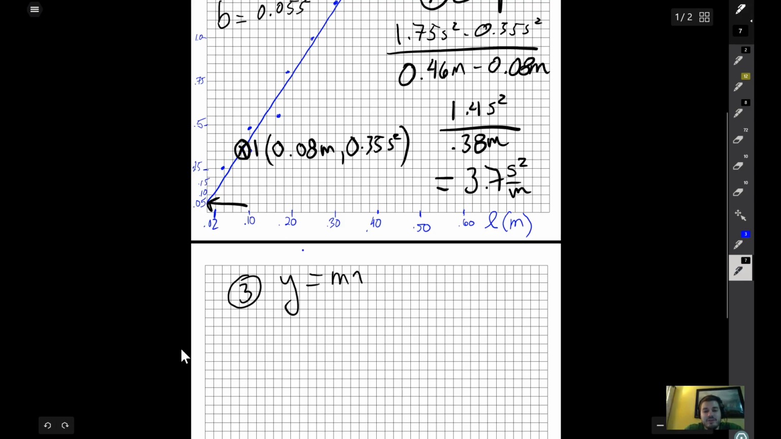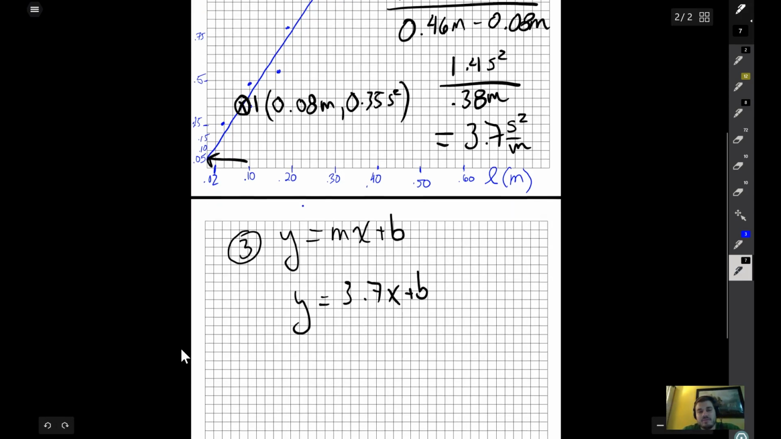In math, you learn that when something's linear, the equation's that. But that's a math thing. If I wrote that y here equals 3.7x plus b and reported that, somebody who's looking at this doesn't know what this equation indicates, except that the slope is 3.7. And I could put in the 0.05 for b, but otherwise it's not meaningful.